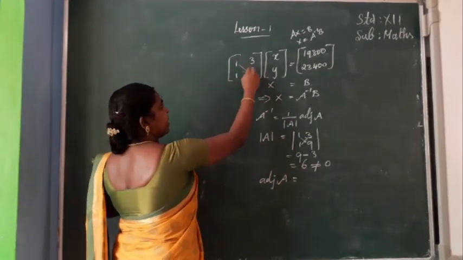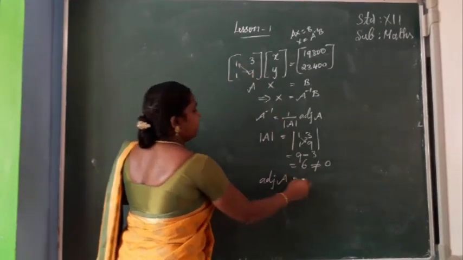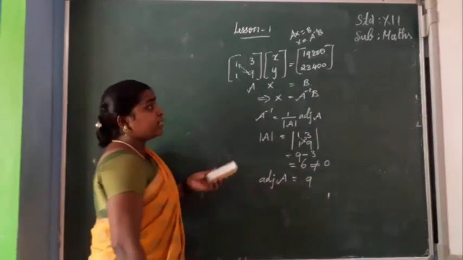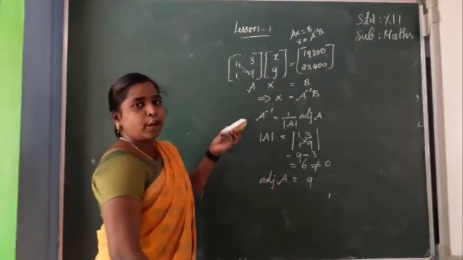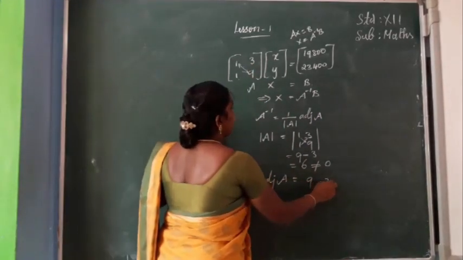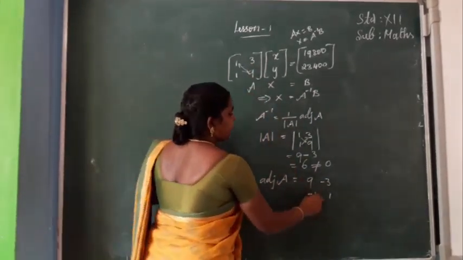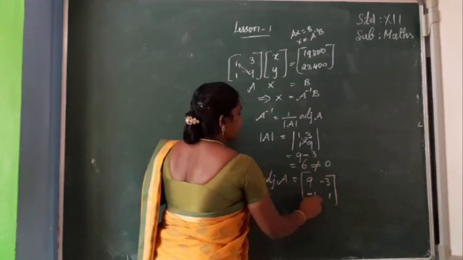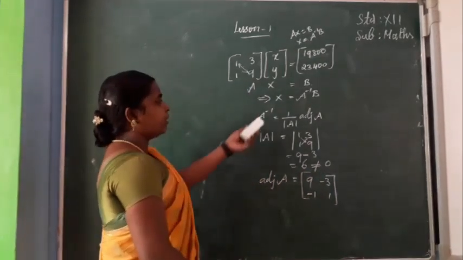You interchange that leading diagonal, so 9, 1. Remaining elements you have to change the symbol, isn't it? So instead of 3, write minus 3. Instead of 1, minus 1. Okay, this is adjoint A. Now you apply both values in A inverse.